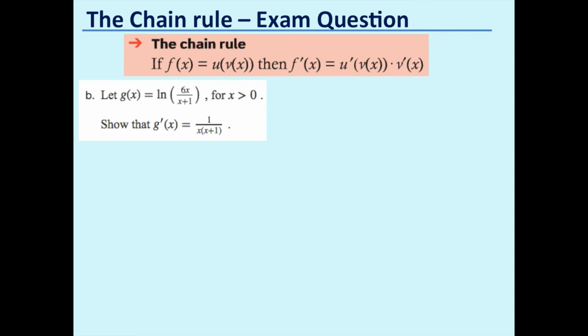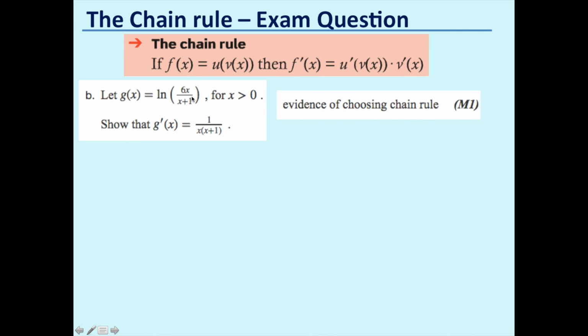For part B then, let g of x equals ln of 6x over x plus 1 for x is greater than 0. Now, when we looked at the derivatives of ln, we saw that if we had ln x and we differentiated it, the derivative would simply be 1 over x. And we're being asked here to show that the derivative equals this. Here, we're going to have to use the chain rule because we've got, in effect, two functions.